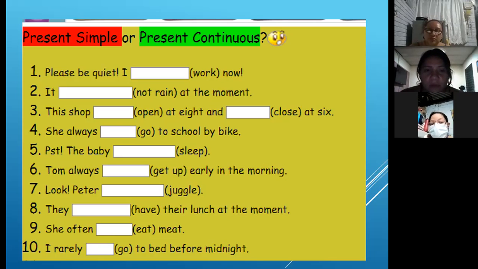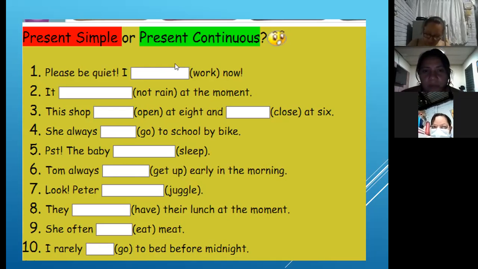And the last one. I rarely go to bed before midnight. What is the answer? What do you say? Simple present. So it's present simple. Okay, I rarely go because it's the first person. So you say, I rarely go to bed before midnight. So you can check that. You can see the difference.